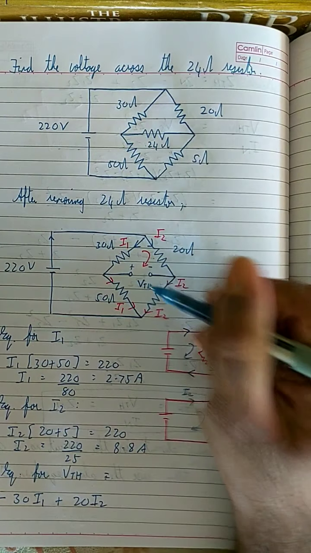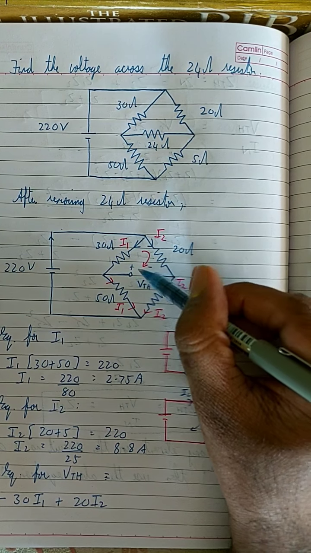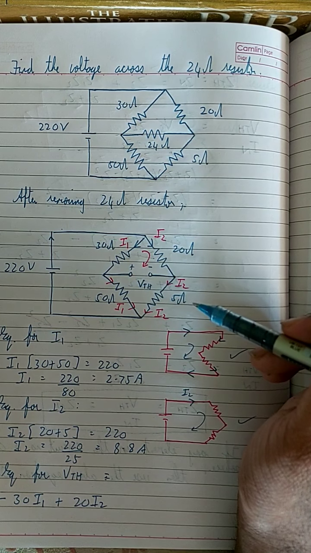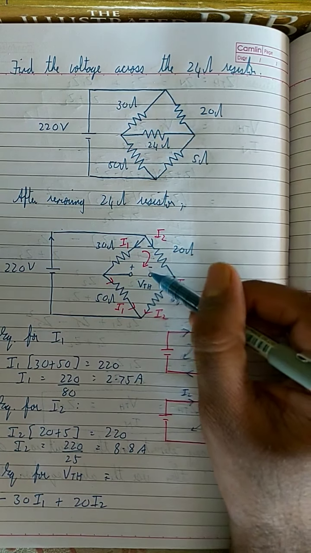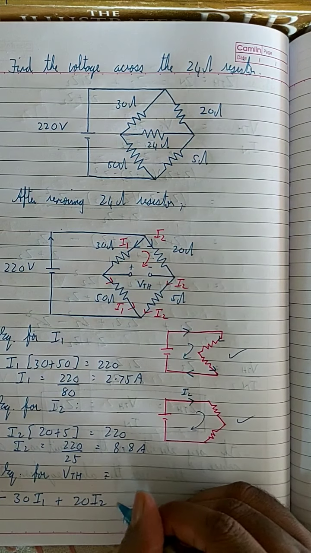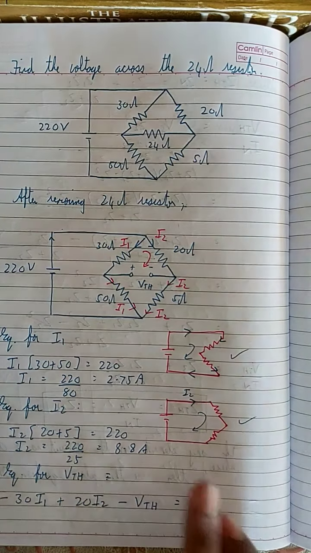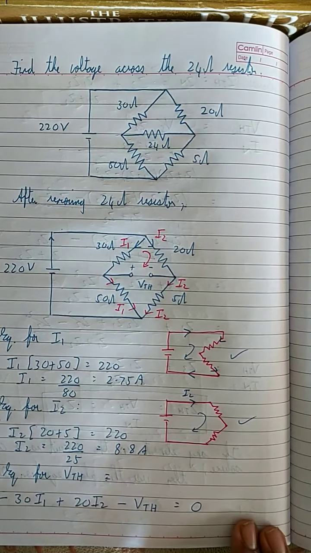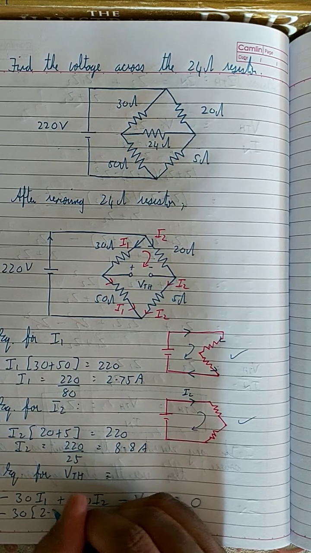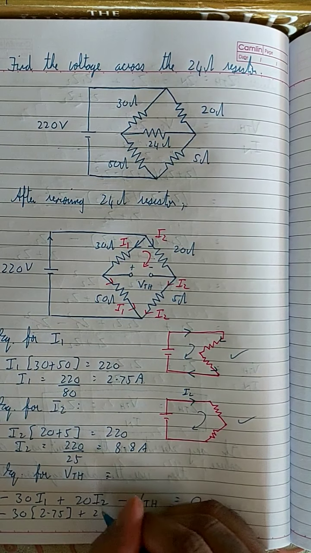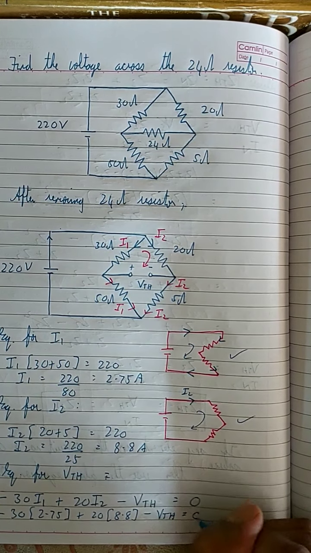Okay, and what about VTH? Is it plus VTH or minus VTH? This current is flowing from a lower potential to a higher potential, which is not what a current is supposed to do. Current is supposed to flow from a higher potential to a lower potential. So here it is flowing from a lower potential to a higher potential, which means it is minus VTH is equal to 0. You know the value of I1, you know the value of I2, simply find the value of VTH. So here, minus 30 into 2.75 plus 20 into 8.8 minus VTH is equal to 0, right?